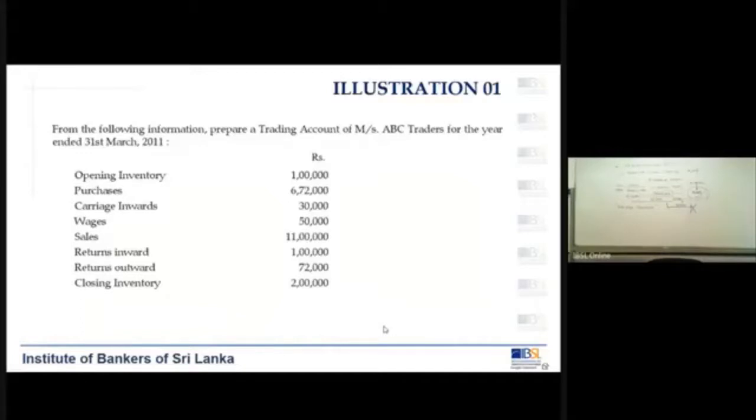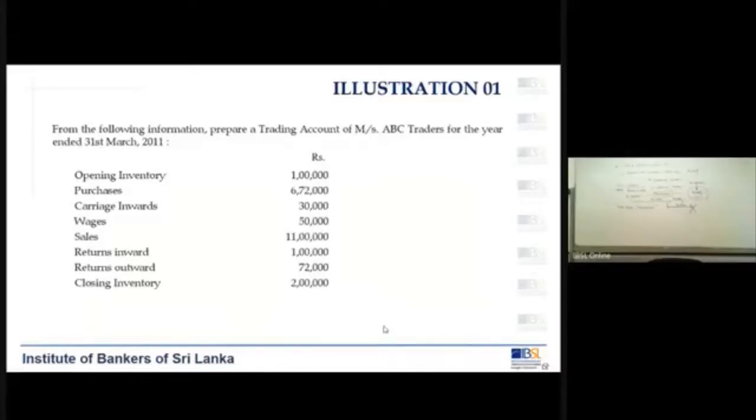Opening inventory, that is opening stock. Then you have purchases, carriage inwards, wages, sales, return inward, return outward, and closing inventory. Okay. So the question here is, you are required to do the trading account.